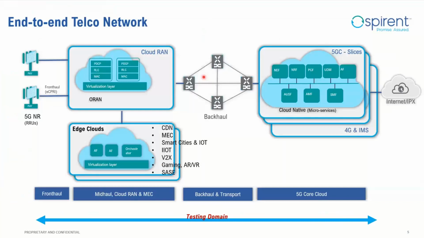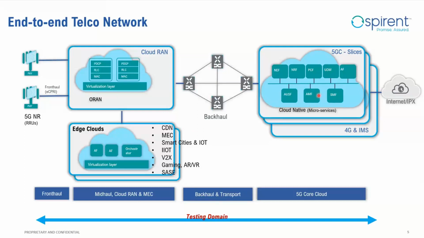In the end-to-end telco network, over here you're seeing the radio, the front haul. Here is where the O-RAN, the Open RAN cloud, is, that's the first cloud which you would see in the telco end-to-end network. And then there are edge clouds for different use cases, for gaming, for V2X. V2X is vehicle-to-vehicle communication. You're seeing self-driving cars and all those things. That's all managed by the applications installed in the edge cloud.